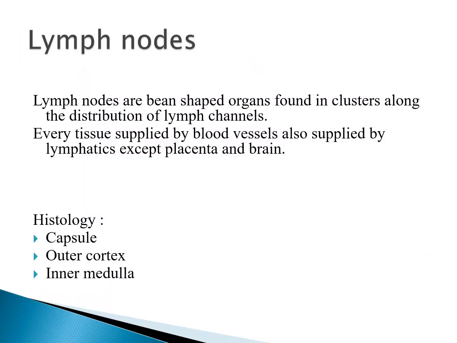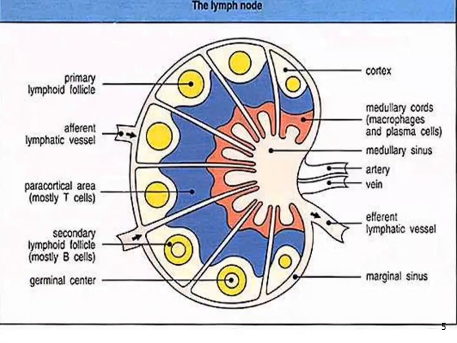Now, a lymph node. The lymph nodes are bean-shaped organs found in clusters around the distribution of the lymph channel. Every tissue supplied by the blood vessel is also supplied by the lymphatic except البلازنت and البرين. يعني أي tissue دا يحتوي لي يجهز لي بالبلد فيزل هو أيضا دا يجهز لي بالليمفاتيك ما عدا البلازنت and البرين المشيمة والدماغ. Histology: capsule, the outer cortex and the inner medulla يتكون لي هذا الليمف نود. هذه الكبسول موجودة بالخارج وعندي الكورتكس وعندي الميدلري بتصنيفاتها.